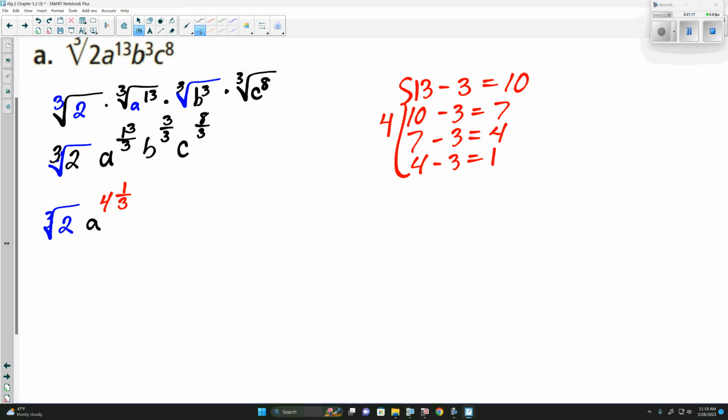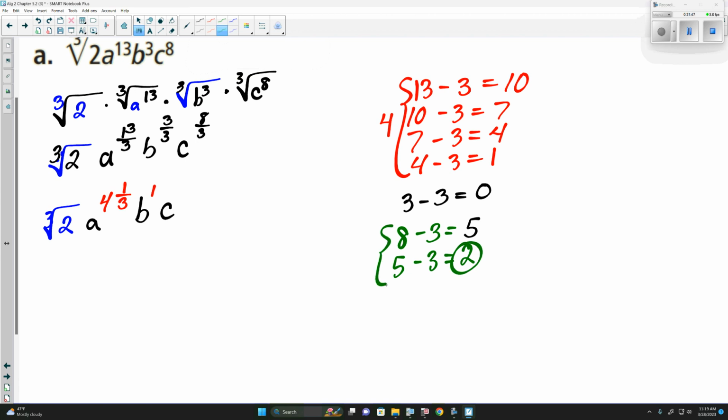With B, well, 3 minus 3 is 0. So we'd have one whole group, and we wouldn't have any fractional thirds remaining. And lastly, C. So with 8, we could take one group of 3 out, 2 groups of 3 out, and we can't take any more after that. So we'd have 2 and 2/3. Any questions on this here?